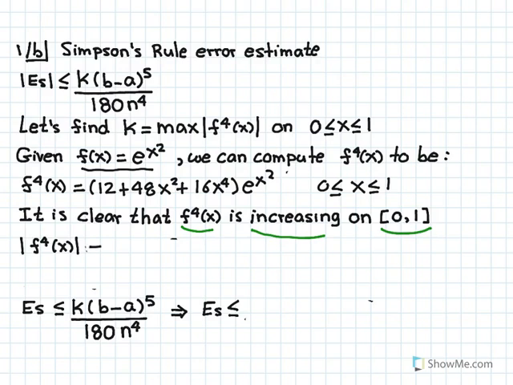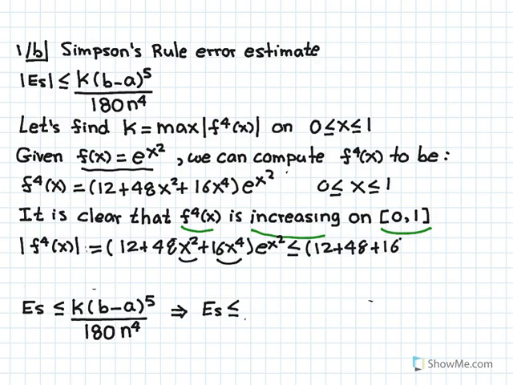And if it's an increasing function, the maximum is attained at the right endpoint, at x equals 1. So f fourth of x, that's equal to 12 plus 48x squared plus 16x to the fourth e to the x squared, is less than or equal to 12 plus 48 plus 16 times e to the 1, plugging in 1 for x. And this comes out to 76e. This is the maximum of the fourth derivative. This is the value of k.